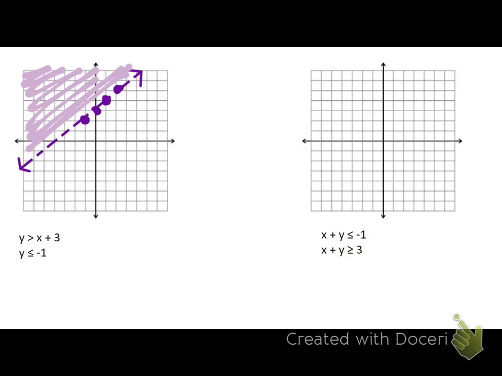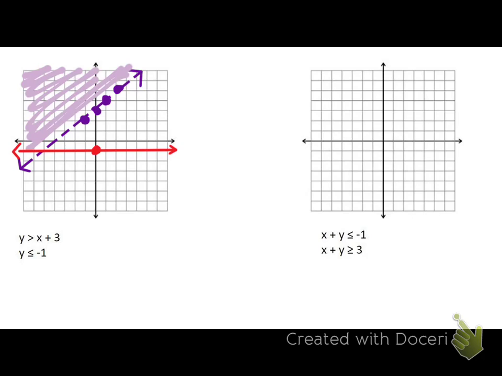So now I have y is less than or equal to negative 1. Where do I graph this negative 1? Go down 1. Yeah, I go down 1. What kind of line am I going to have? Horizontal or vertical? Because I have no slope, right? There's no x there, so there's no slope. So what kind of line am I going to have? For y? Horizontal. And is it going to be dashed or solid? It's going to be solid.